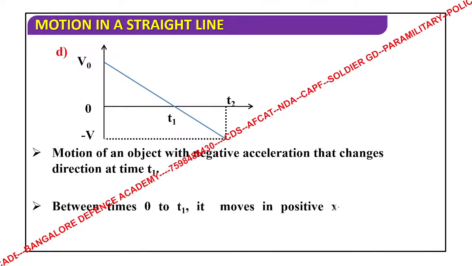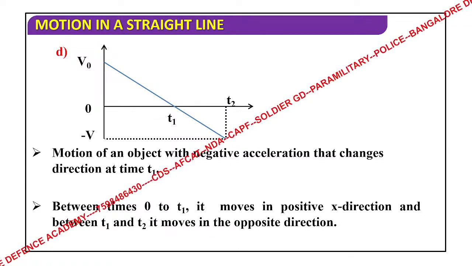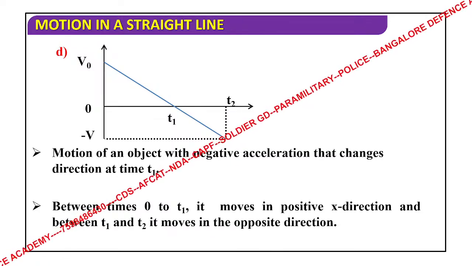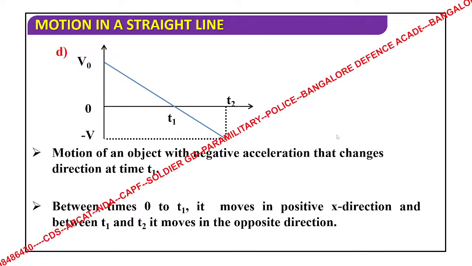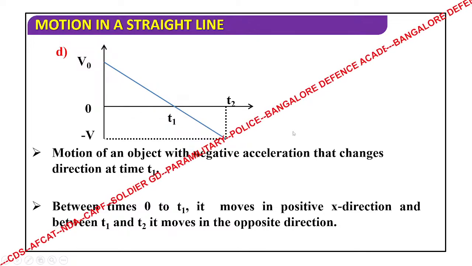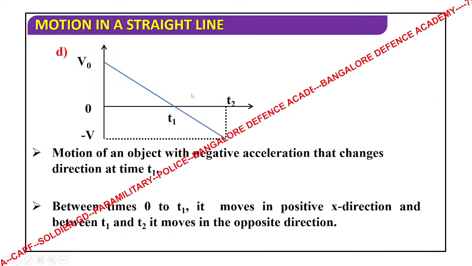Next, between time 0 to t1 you can see it moves in the positive x direction, and between time t1 and t2 it moves in the opposite direction. Now with an example when we do it on the board, it will be easy. Right now you just understand the graph looks like this also.